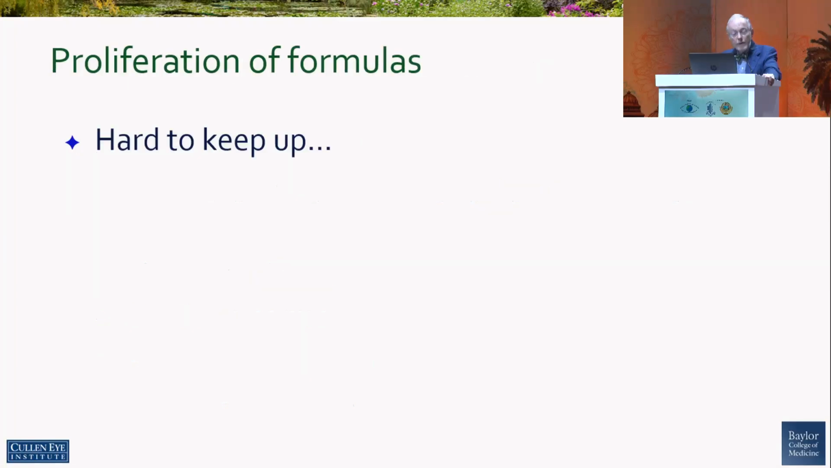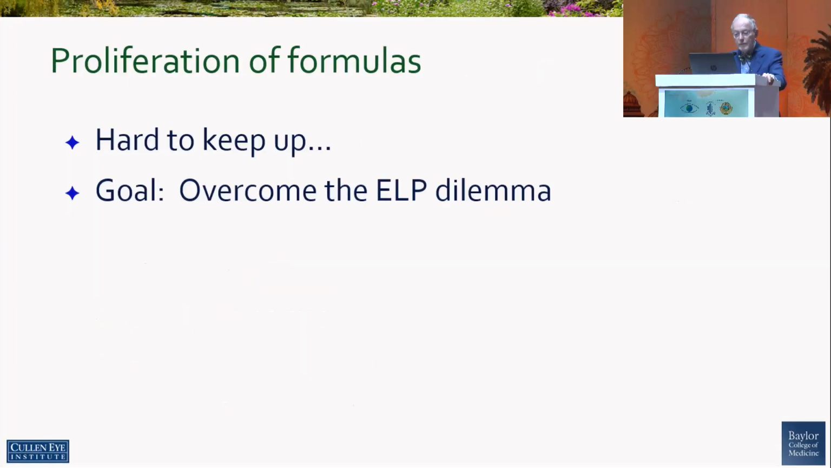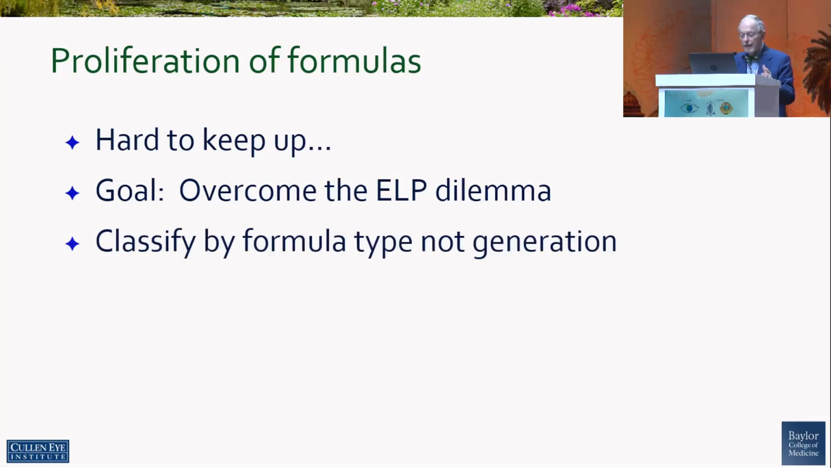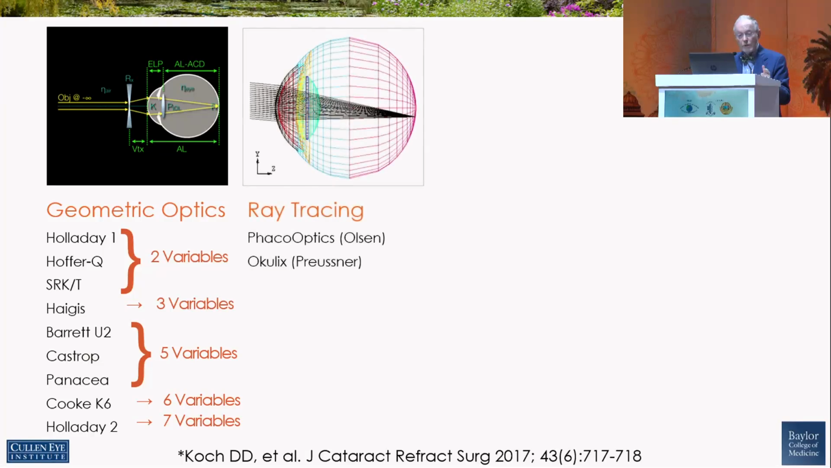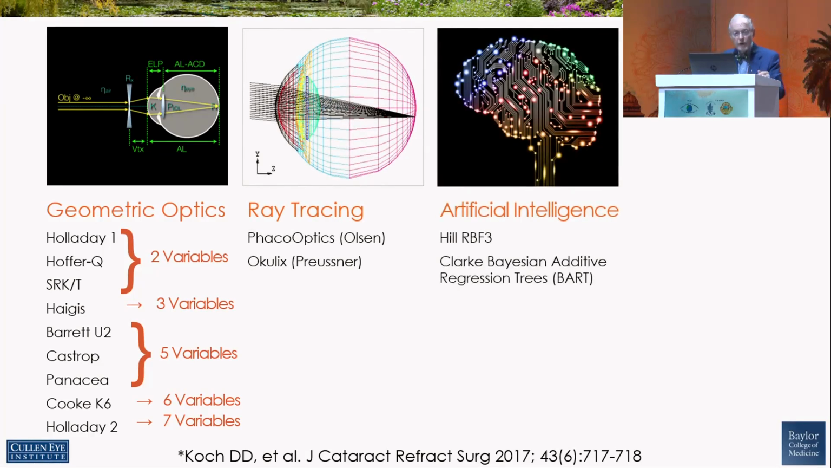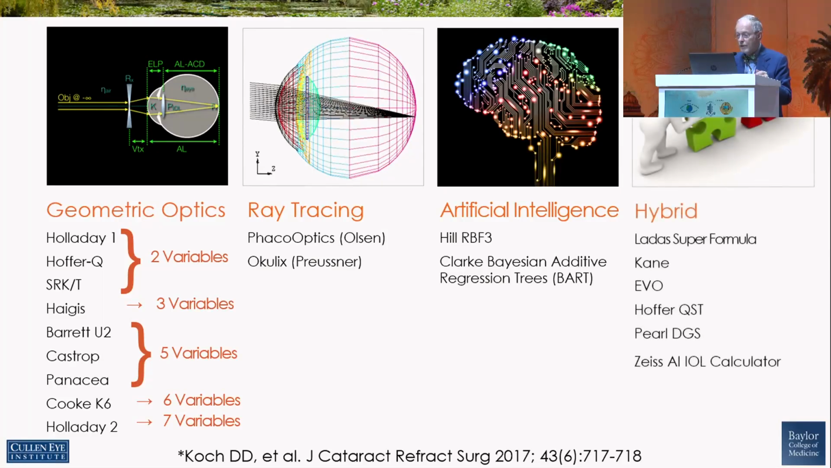So we have a huge number of formulas that keep being developed, and all of them primarily are designed to overcome this problem: how do you calculate the effective lens position? I wrote an editorial in 2018 in the JCRS. I think it's time to really stop classifying formulas by generation. Instead, look at them by type. Those that use geometric optics, and they differ primarily by the number of variables that are used for calculating the ELP; ray tracing formulas; purely artificial intelligence formulas such as the Hill RBF3; and a series of formulas that combine all of these different parameters, some geometric optics, maybe some ray tracing, some artificial intelligence.